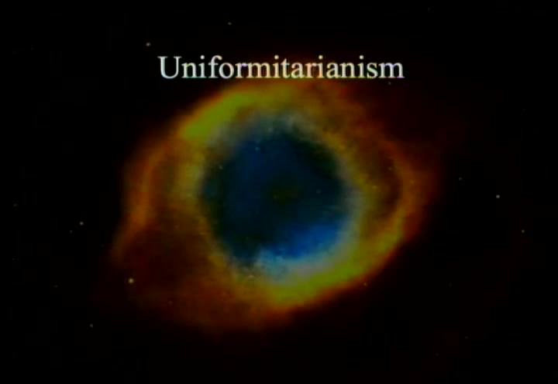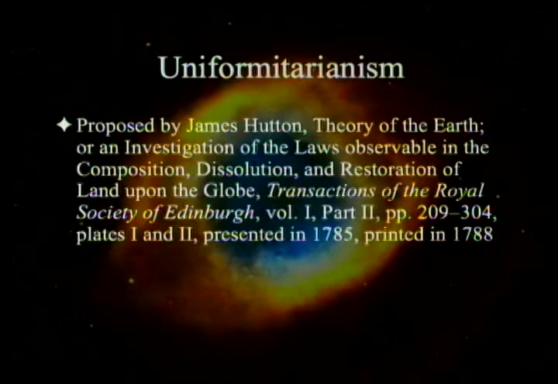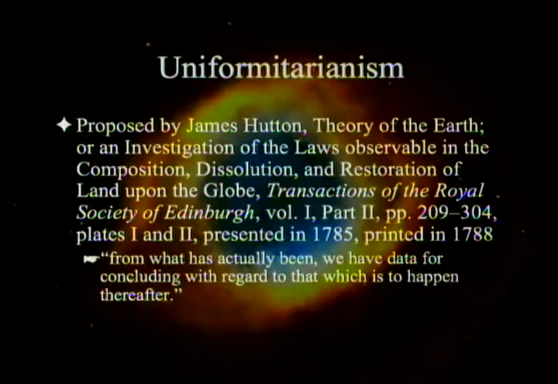Uniformitarianism was first clearly documented by James Hutton in Theory of the Earth, or an Investigation of the Laws Observable in the Composition, Dissolution, and Restoration of Land upon the Globe, an article published in Transactions of the Royal Society of Edinburgh, printed in 1788, although it was actually presented in 1785. Why the 3 years difference, I'm not sure. In that he wrote, "From what has actually been, we have data for concluding with regard to that which is to happen thereafter."